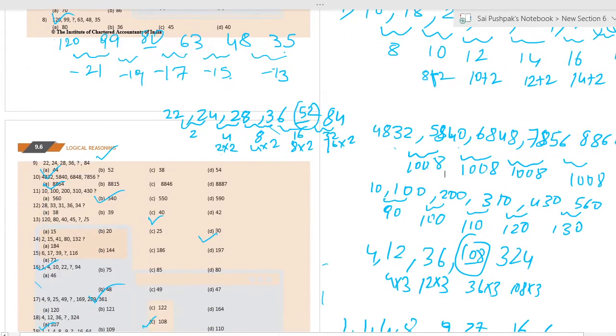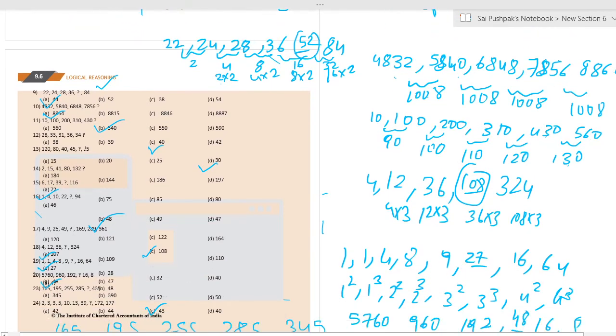Yeah, it is similar to the second question. So we have solved it here. 10, 90, 190... the differences are 100, 110, 120. So the next difference will be 130. So 430 plus 130 will be 560. Okay. And next.